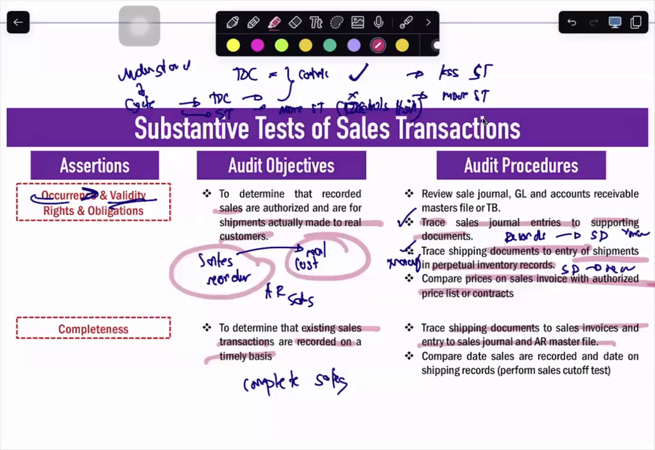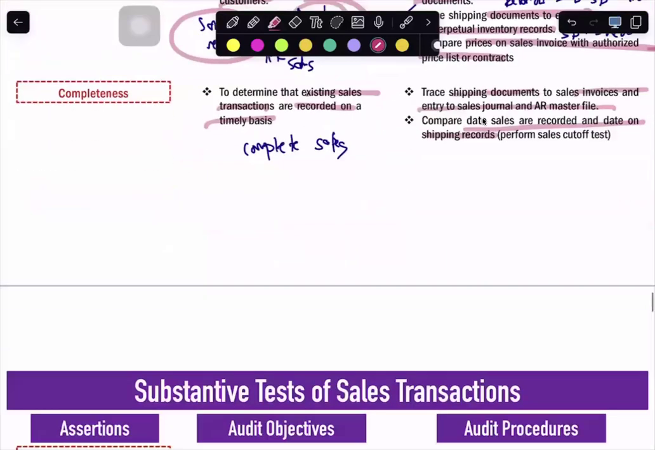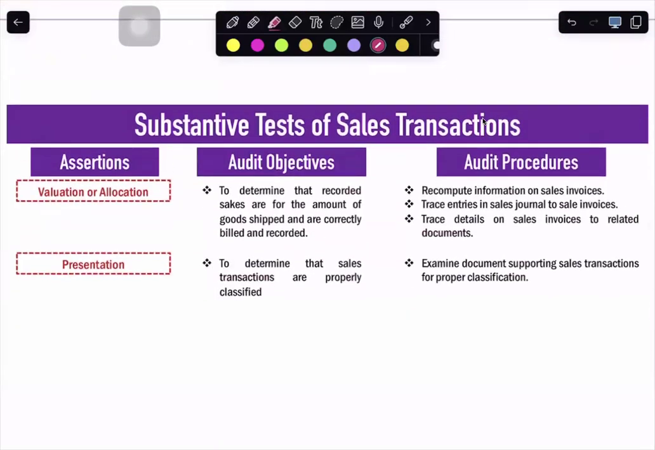For completeness, we are now tracing the shipping documents to SI and then to your entry of sales journals to AR master file. So here in your completeness, check all of them. Shipping to SI, to sales journal, and then to AR. At the same time, we compare the date sales are recorded and date on your shipping records. Why? We want that in your completeness, as earlier stated, it is properly reported on the proper month. It is complete for January or complete on February, etc. That is for our cut-off test. Another assertion, we have your valuation or allocation.